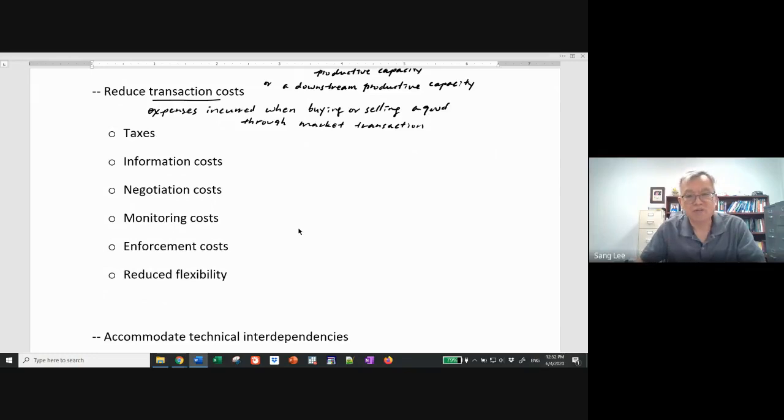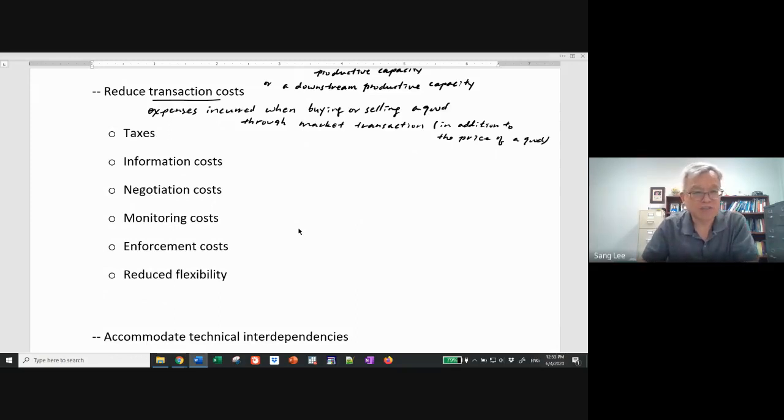And this is, indeed, in addition to the price of a good. Of course, whenever you buy or sell something, you have to pay the price for that. But on top of the price of the good, you still incur some other expenses, and we call those additional expenses transaction cost.